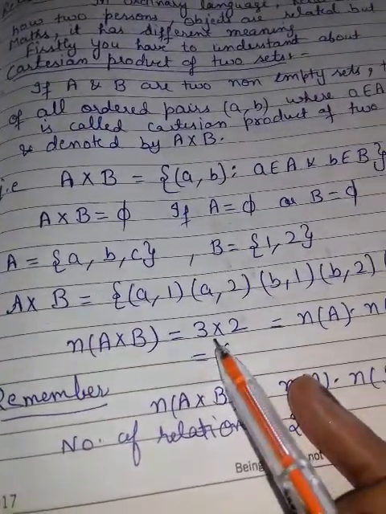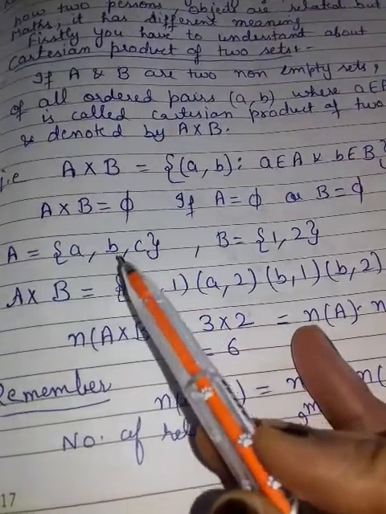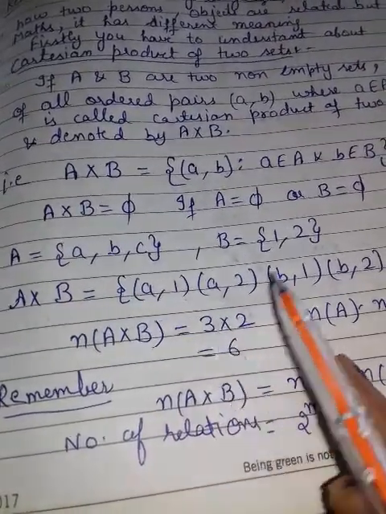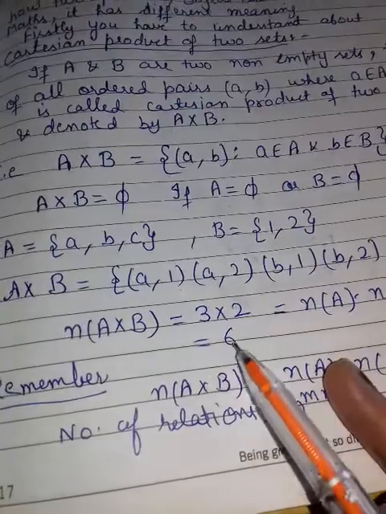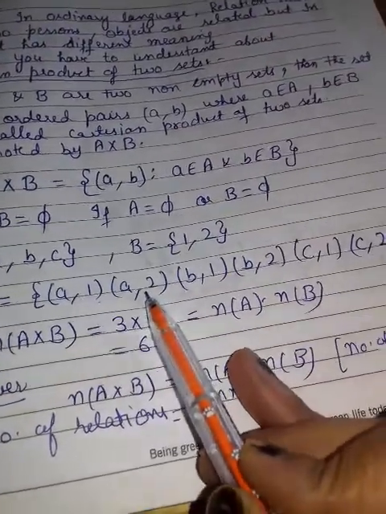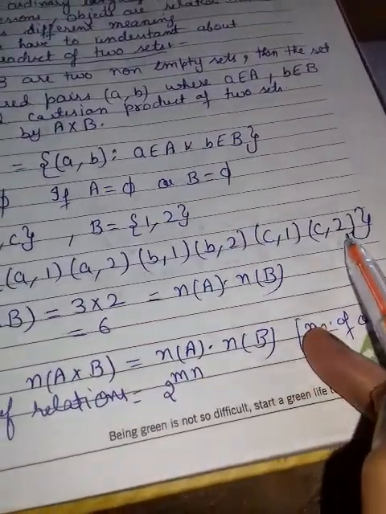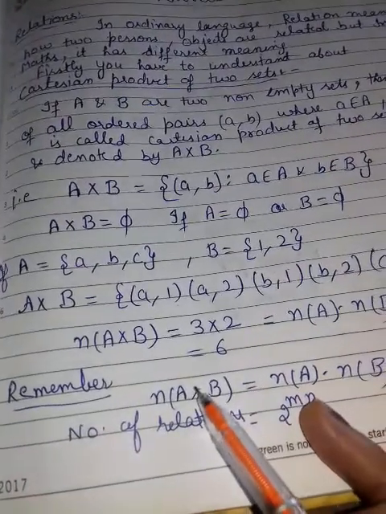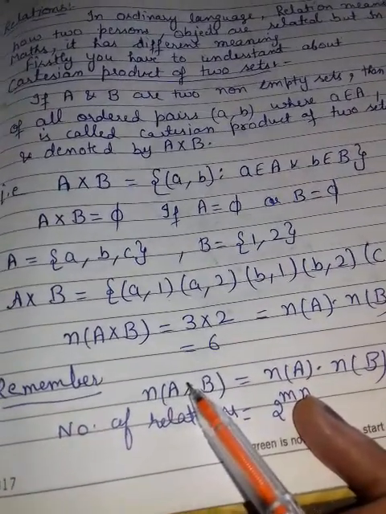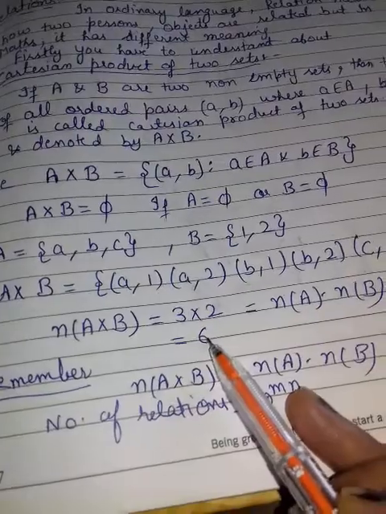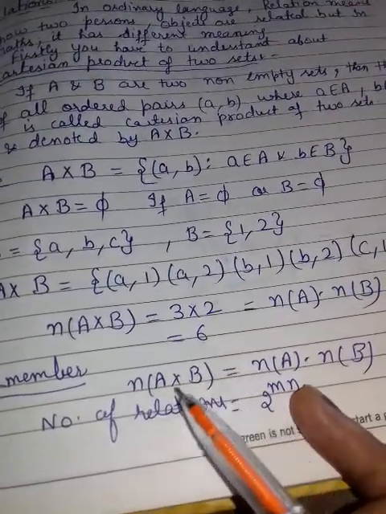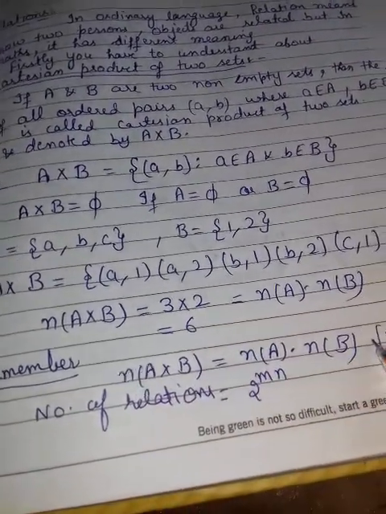This you can easily get: how many in A into how many in B, that is 6, and you are getting 6 also: 1, 2, 3, 4, 5, 6. And remember, this is a formula. Sometimes you may ask, ma'am, how will we know we have done it correctly, that we didn't leave any ordered pair? So this formula is equal to this.